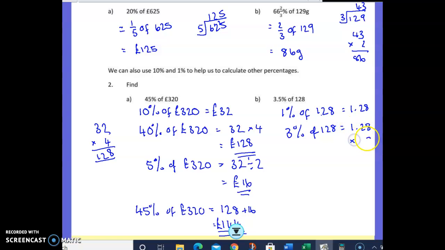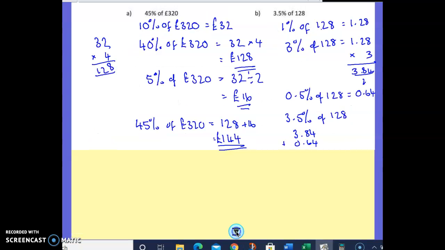3 lots. 3 2s is 6, add 2 is 8, 3 3s is 3 more, so 3% would be 3.84. 0.5% is a half of 1%, so it would be 0.64. So to get 3.5%, we're going to add our answer to 3% and our answer to 0.5%. More room again, and that'll give me our final answer.